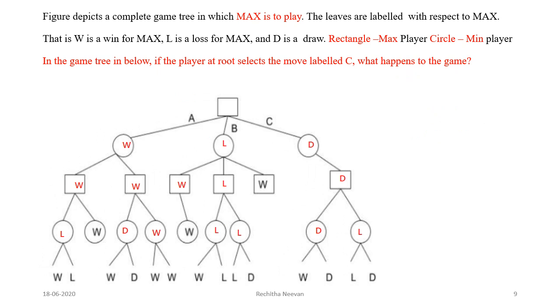Now, in the game tree below, if the player at the root, which is a max node, selects the move labeled C, what will be the outcome? Here this max node has three possibilities, three turns it can make at this current position, one by A, one through B, and one is C. If it's the turn labeled C, the path leads to draw. That means the game becomes a draw.